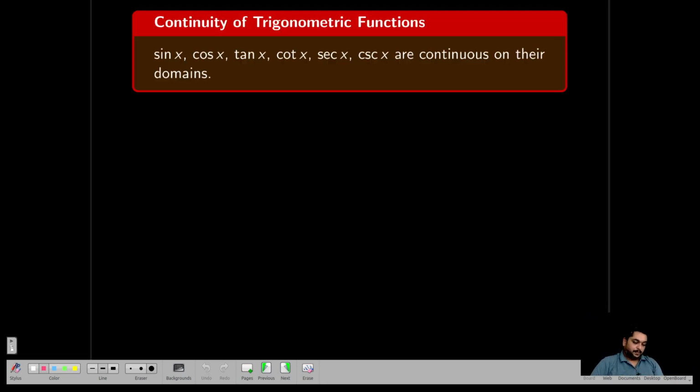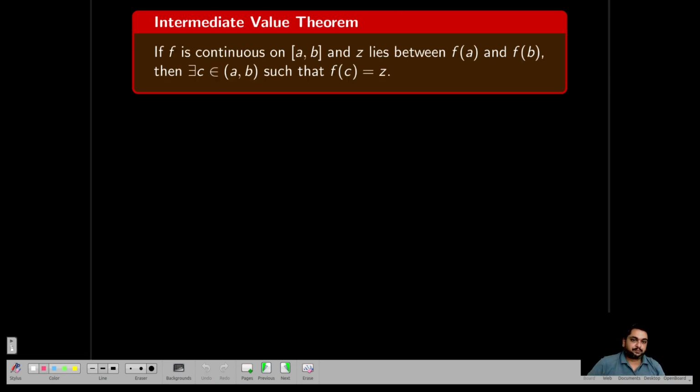Next. It is helpful to understand the continuity of a trigonometric function. See, all the trigonometric functions sin x, cos x, tan x, cot x, secant x, cosec x are continuous in their domains. So all these functions are continuous. All trigonometric functions are continuous in their domains. Please, this is a very important point. Now, there is something called the intermediate value theorem.